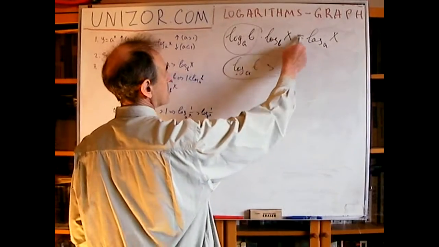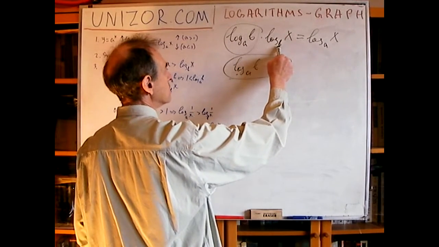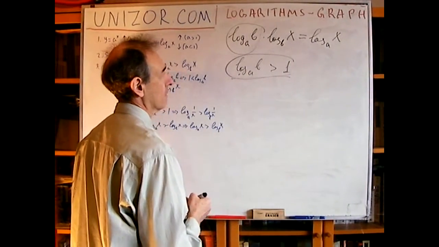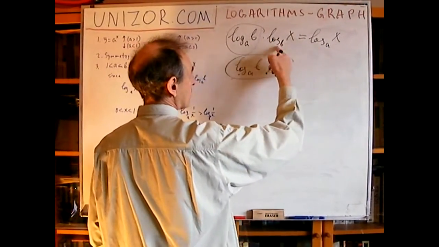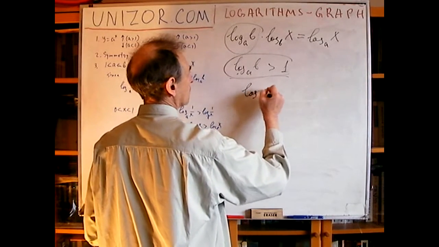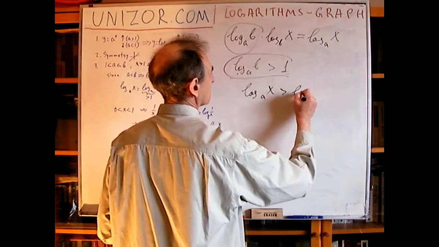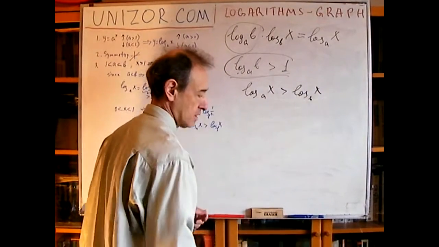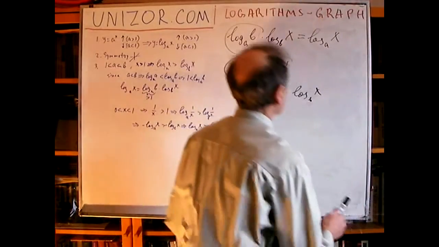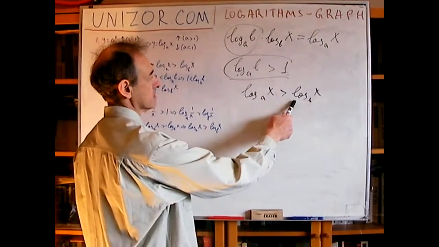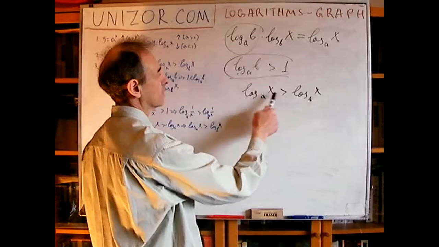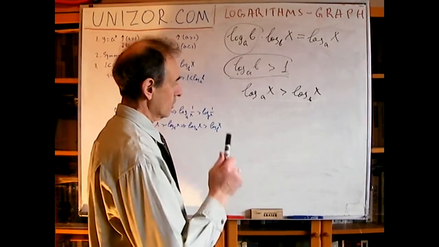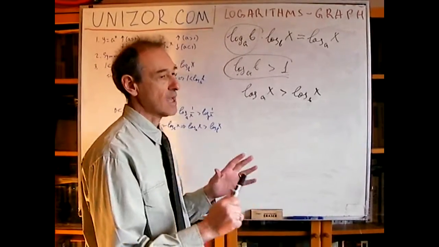We see that this logarithm x at the base b should be multiplied by something greater than 1 to get this. Which means, obviously, that this is greater than this. Log x a is greater than log x b. Since I have to multiply this by a factor greater than 1 to get this, it's supposed to be less. So, let's just think again what we have proven.